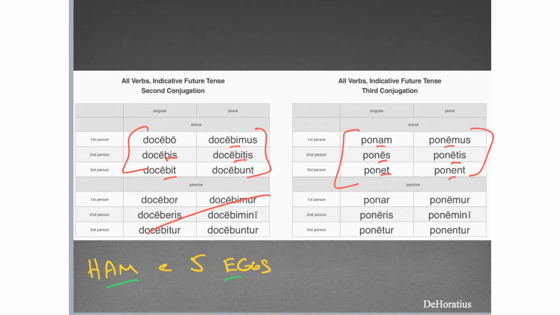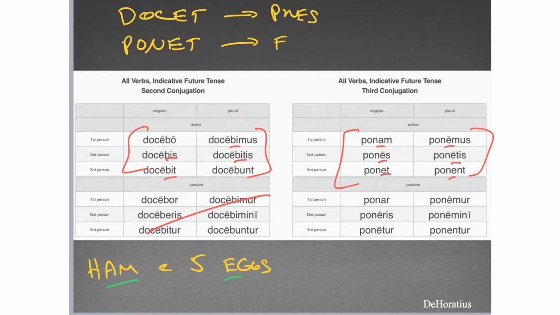Now it looks funny because we're used to these no tense sign forms as being present, but this is our first instance of no tense sign being a different tense from present. In this case, future. The other thing that you have to watch out for, and this is to some extent unique for third conjugation as opposed to third IO and fourth, is that if I have a form like docet versus ponet, docet is going to be present, ponet is going to be future, even though they have the same vowels. This is because docet is second conjugation, doceo, docere, and ponet is third conjugation.